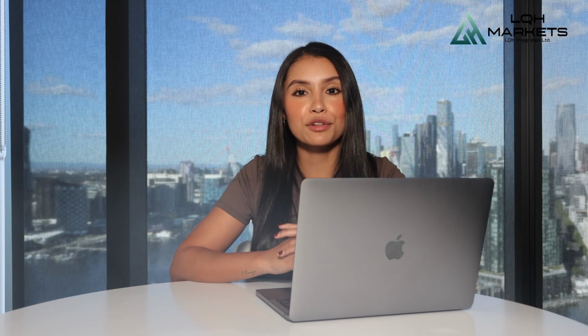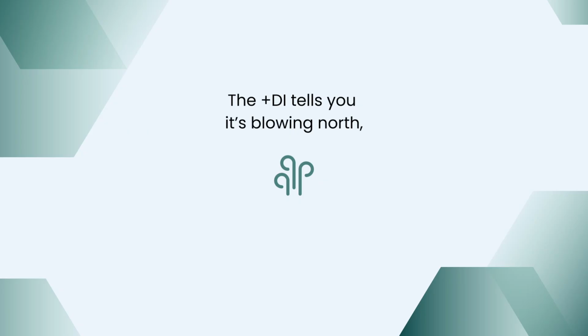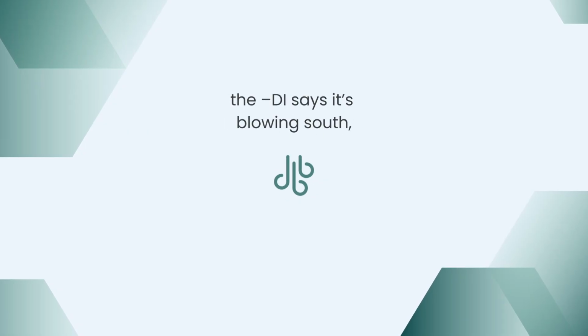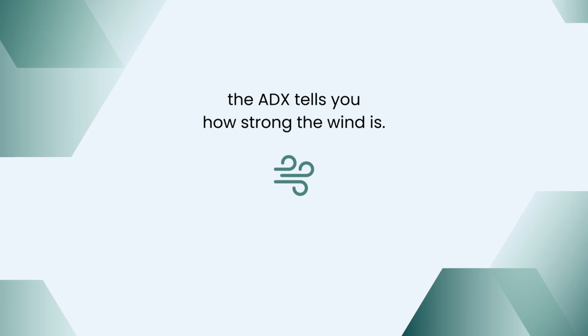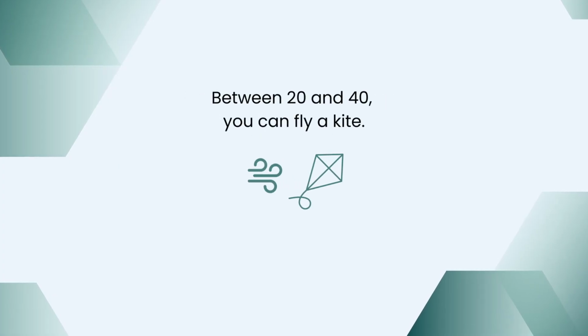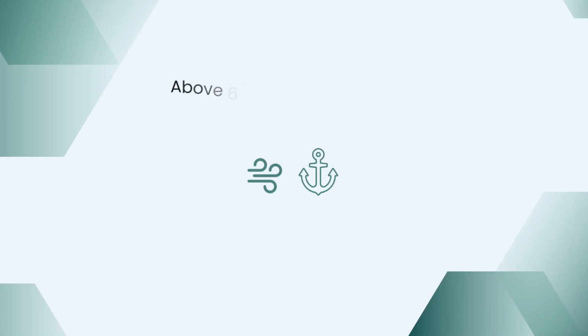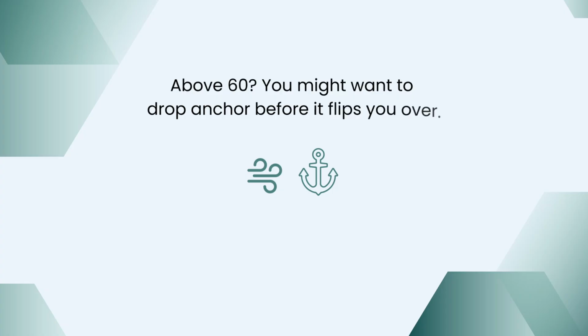Let's bring in a real-world metaphor. Think of the market like wind. The plus DI tells you it's blowing north. The negative DI says it's blowing south. The ADX tells you how strong the wind is. Below 20, it's a light breeze, barely noticeable. Between 20 and 40, you can fly a kite. Above 40 is strong enough to move ships. Above 60, you might want to drop the anchor before it flips you over.